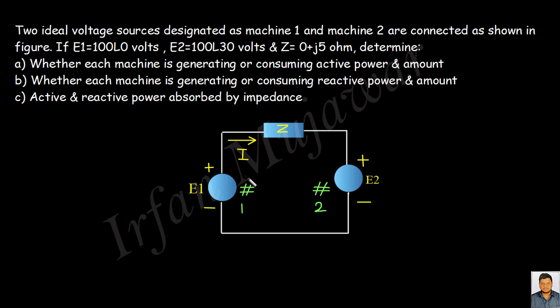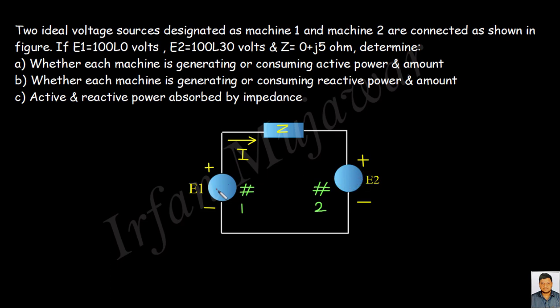Now here if you observe this particular current direction carefully, this direction of current is flowing away from the positive terminal, which means this machine 1 is assumed to be behaving as a generator, and if this current, as you can see, is entering into the positive terminal, then this machine is assumed to behave as a motor.